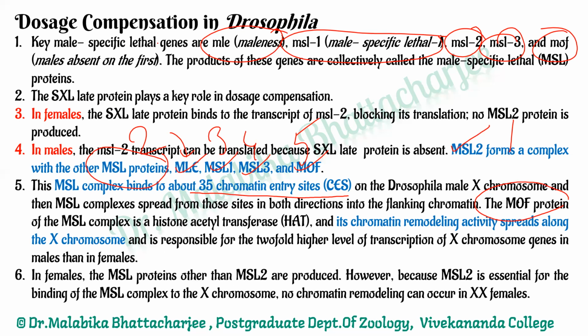So with this, we come to the end of our dosage compensation class. Just to recapitulate the Drosophila dosage compensation, remember, in case of females, no late SXL protein, the MSL2 cannot be produced. And this MSL2 is essential for recognizing the chromatin entry site. Since the other 4 proteins cannot recognize the site, they cannot bind to the X chromosome, and thus the Drosophila female X chromosome is not hyperactivated.